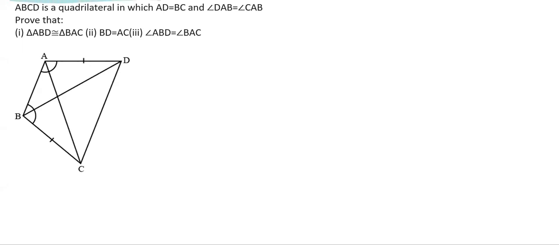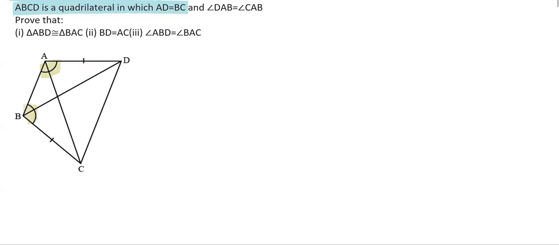In question number 2 of this exercise, it says that ABCD is a quadrilateral where AD is equal to BC. That means two of its sides, AD and BC, are equal as mentioned. Further, there are two angles that are also given equal. And what are these? Angle DAB, this whole angle, is equal to this angle, that is CAB. These two angles are given equal.